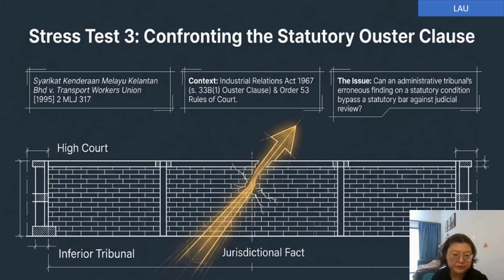The Court of Appeal, through the judgment of Gopal Sri Ram, clarified that if a tribunal makes an error about a threshold statutory condition, a jurisdictional fact, then the tribunal has actually gone beyond its power. Its decision becomes an absolute nullity, meaning it has no legal effect at all, as if it never happened. And because the decision is a nullity, the ouster clause simply cannot protect it.